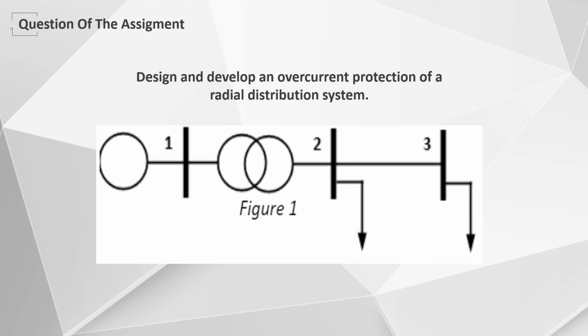From the figure, the circuit is based on three main buses with two loads. There are two transmission lines, between bus 1 and bus 2 and between bus 2 and bus 3. The fixed load is only at bus 2 and bus 3. Between bus 1 and bus 2, there is only one transformer.